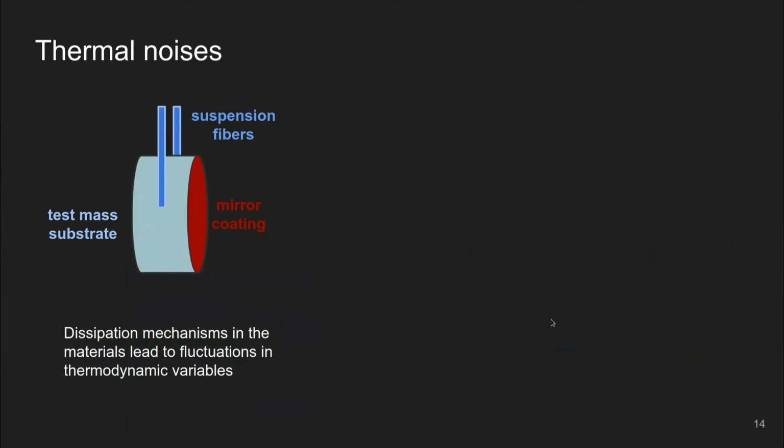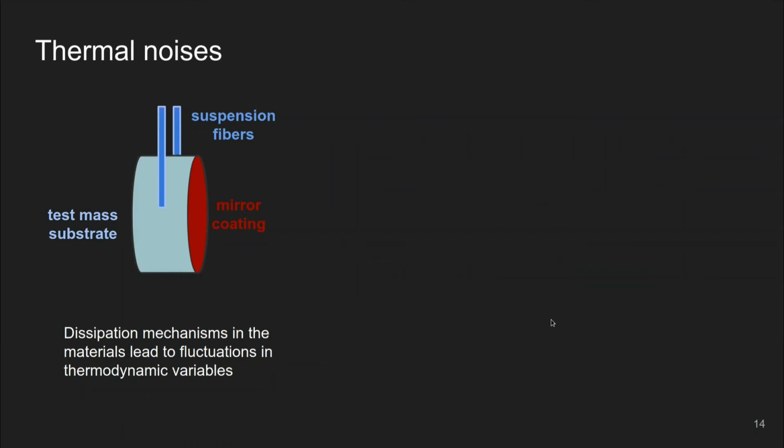So thermal noise. This is another whole set of noises that we have to worry about. All of the materials that we use, the suspension fibers, the test mass substrates, the mirror coatings, they all have thermodynamically driven fluctuations, and so they all lead to random motion of the mirror surface, which makes a noise that obscures any sort of gravitational wave signal that we might want to detect.